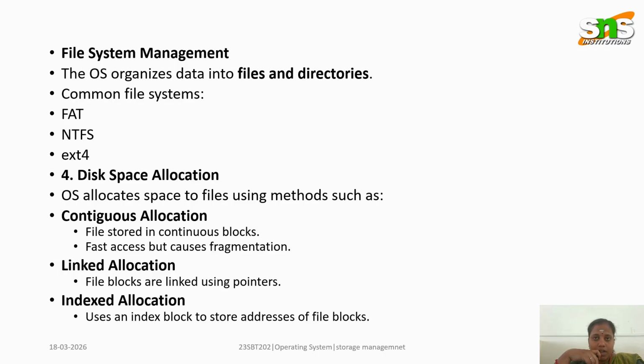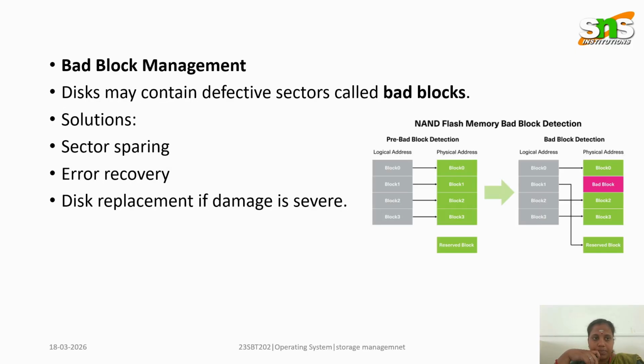Next one is disk allocation methods, that is it is divided into contiguous, linked and indexed. The contiguous disk allocation is the OS allocates the space to files using the method such as contiguous allocation. The contiguous allocation is files stored in continuous blocks, fast access but cause fragmentation. Next one is linked allocation, that is file blocks are linked using the pointers. And next one is index allocation, uses an index block to store the address of file blocks.